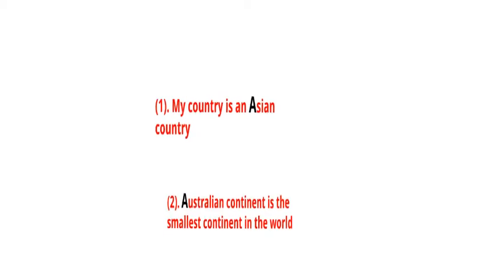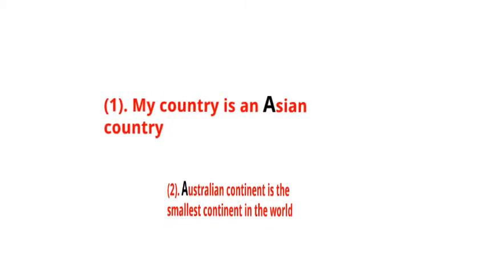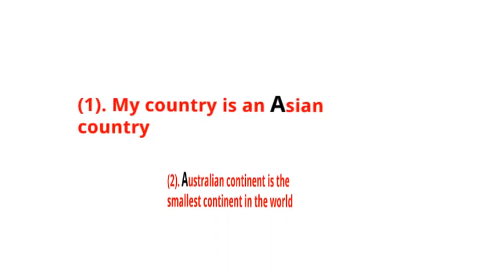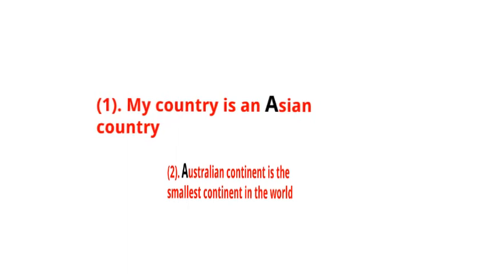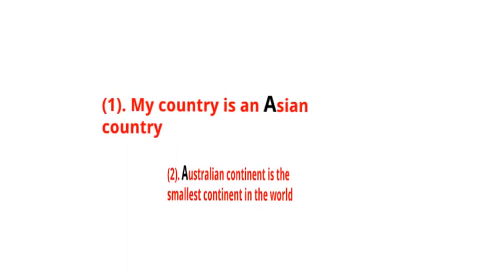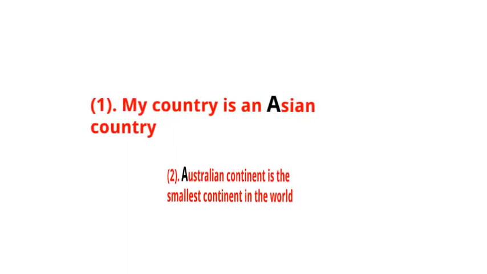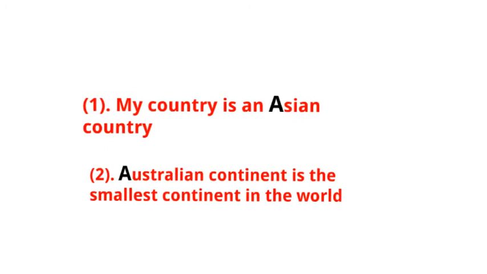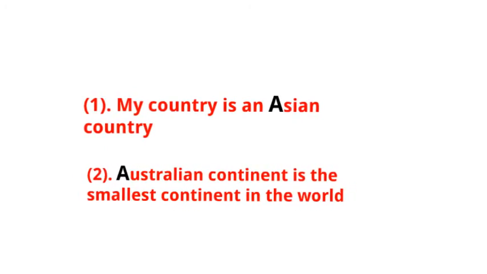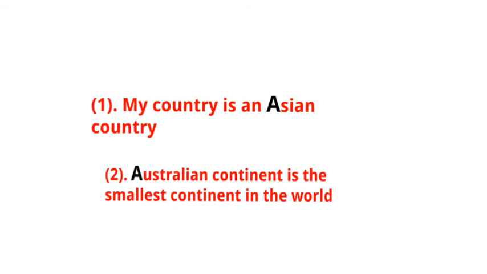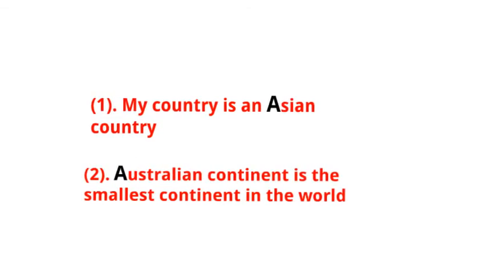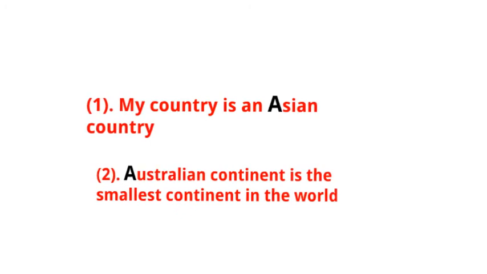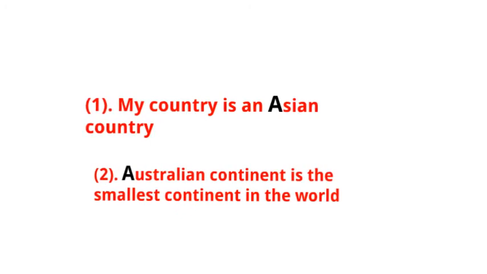Then take the second one. Australian continent is the smallest continent in the world. Let's see the continent which is mentioned in this sentence. That is Australian. So the first letter of Australian is A. So you can see that A has been written in capital.